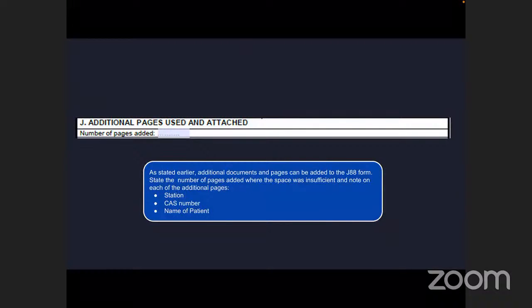Then the next section is section J. This is just for any additional pages used and attached. As we've stated earlier, you may attach any additional documents and pages, such as your clinical notes. You just state the number of pages that you have added to the J88 form, wherever the space was insufficient for them. And you would note on each of the pages, so that they don't get lost, the station, the CAS number, and the name of the patient.